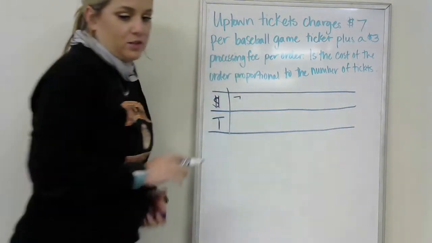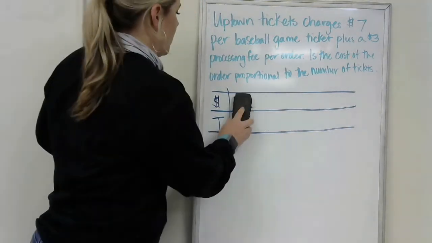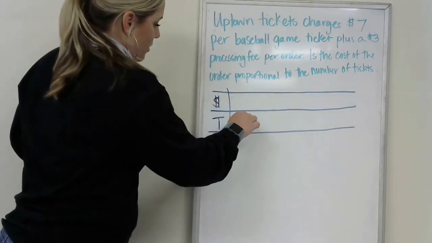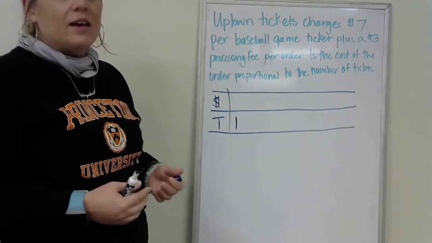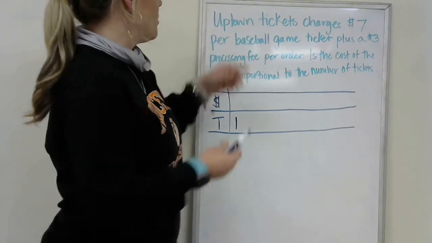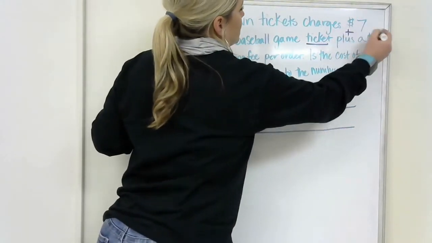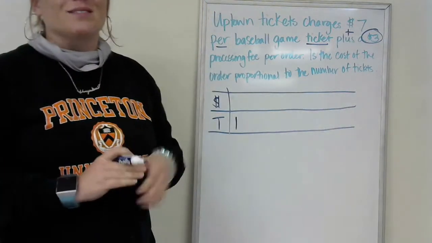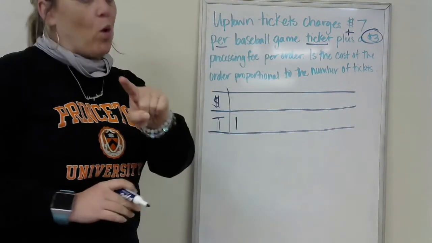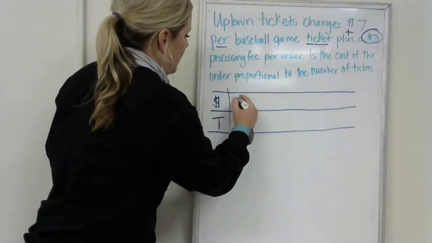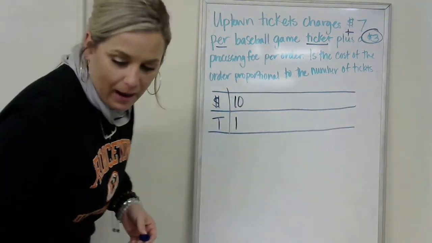$7 plus 3, sorry, I already did this wrong. So if we're going to get one ticket, how much would it cost us? We're going up there, we're going to buy one ticket. It is $7 per ticket plus $3, okay? So $7 plus $3. So to get one ticket, it's $7, but then I pay $3 for them to process it. That is $10, right? Okay?